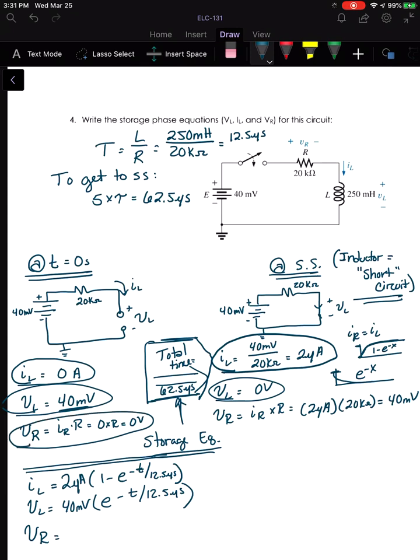VR, we're starting at 0 and going to a maximum value of 40 millivolts. That's, again, like this equation. So 1 minus e to the minus t over 12.5 microseconds. And the maximum we're going to is 40 millivolts.